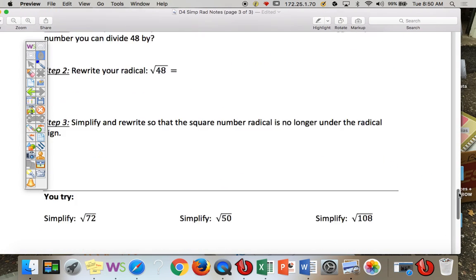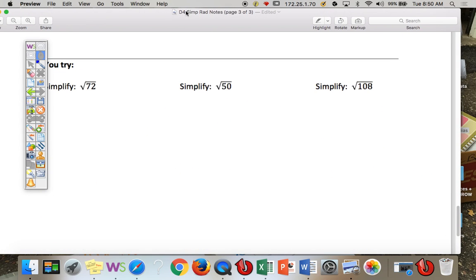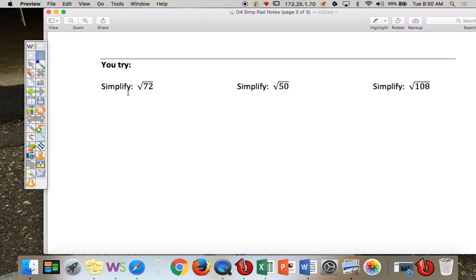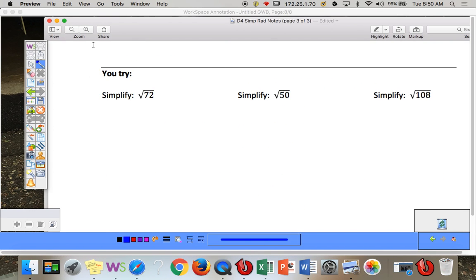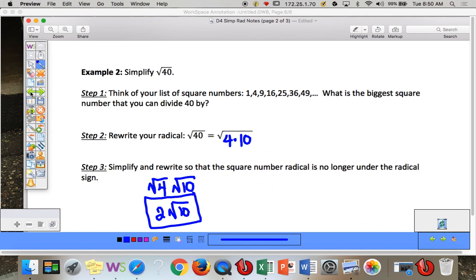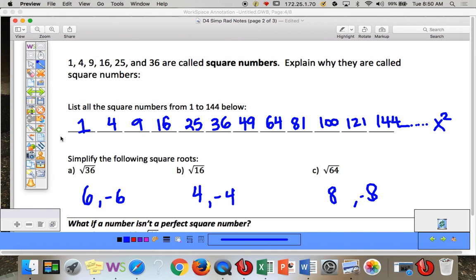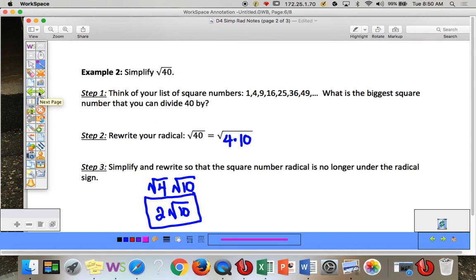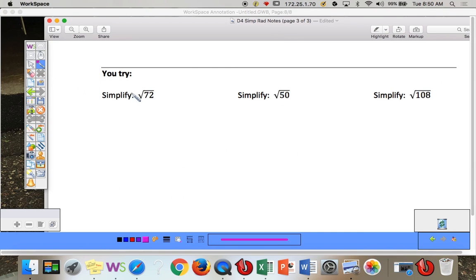All right, we'll try a couple here. It says you try, but we'll do a few together. All right, so the first is the square root of 72. And you go down the list. You divide by all the numbers less than 72. So the ones that you're testing are only these right here. So it's not that many to test. And you want to find the biggest one that you can divide 72 by.